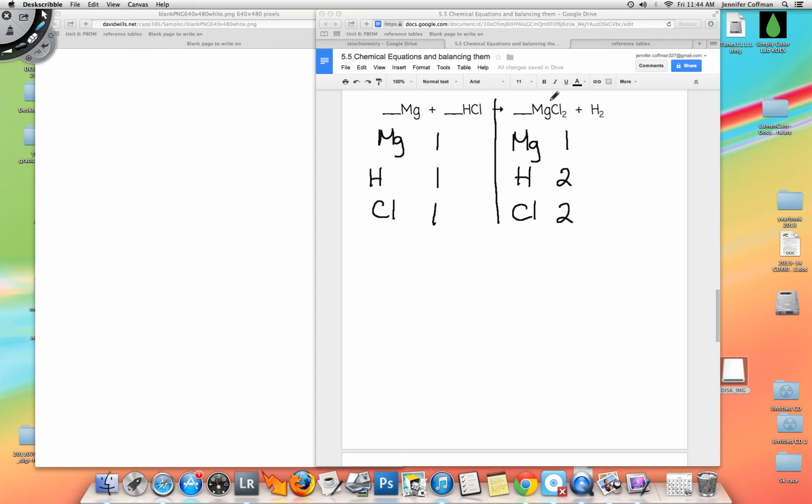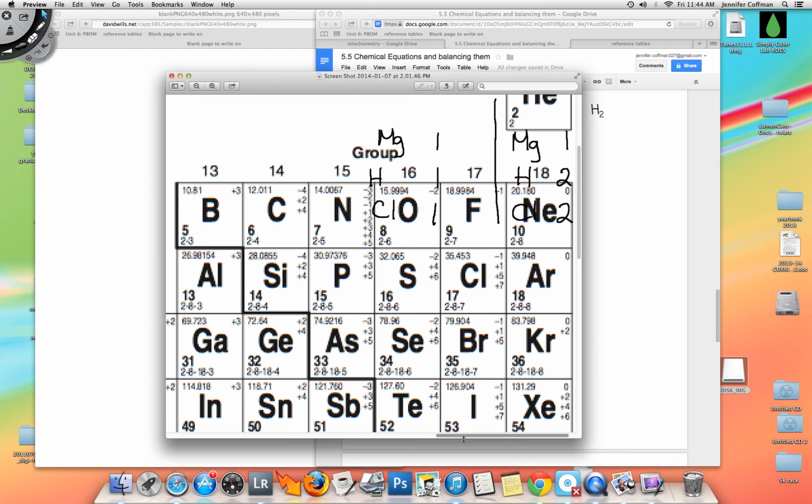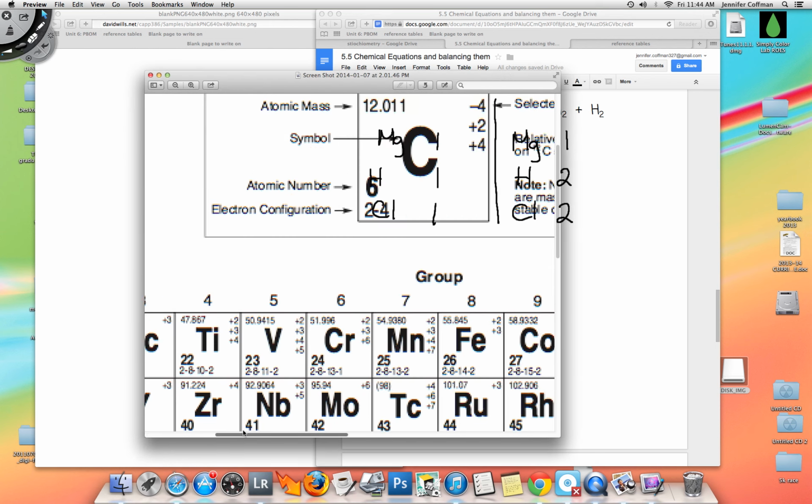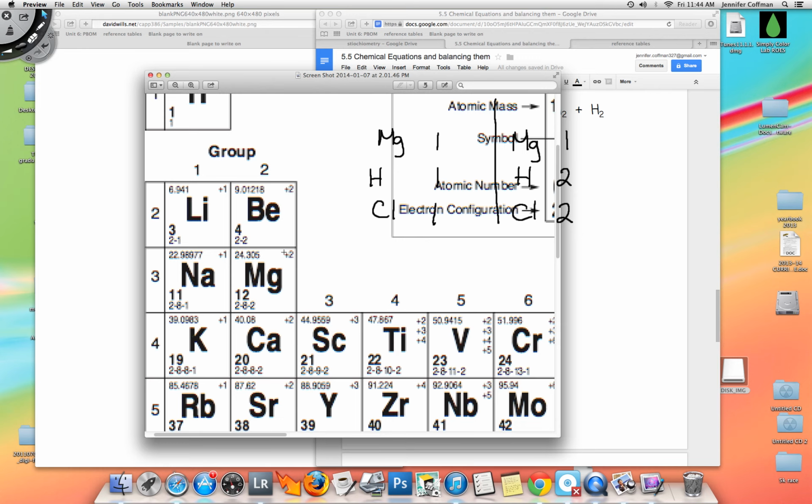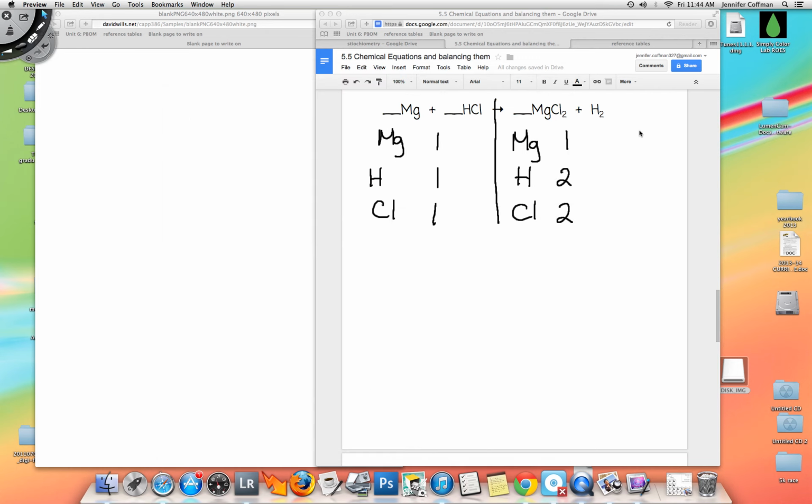This got a 2 because the magnesium has a +2 charge. If you don't believe me, look in your periodic table. In the periodic table, magnesium has an oxidation number of +2. See it right there? So it gives chlorine a subscript of 2. Chlorine has a -1, so there's a 1 down here. Okay, let's get to balancing.